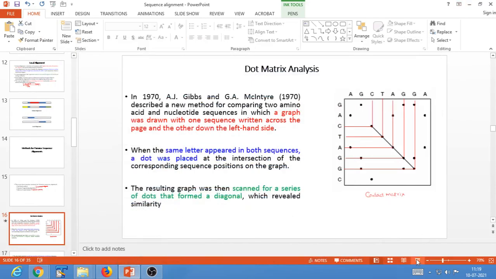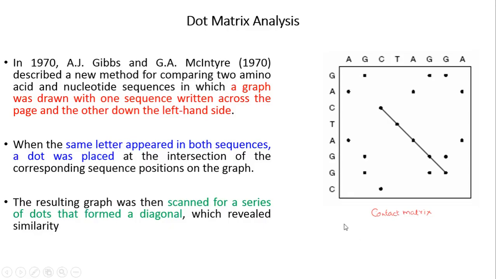Okay, where were we? We were talking about the contact matrix as such. When you arrange the two sequences in this way, there will be columns and there will be rows. For the sake of simplicity, I have not shown the columns and rows in this contact matrix.